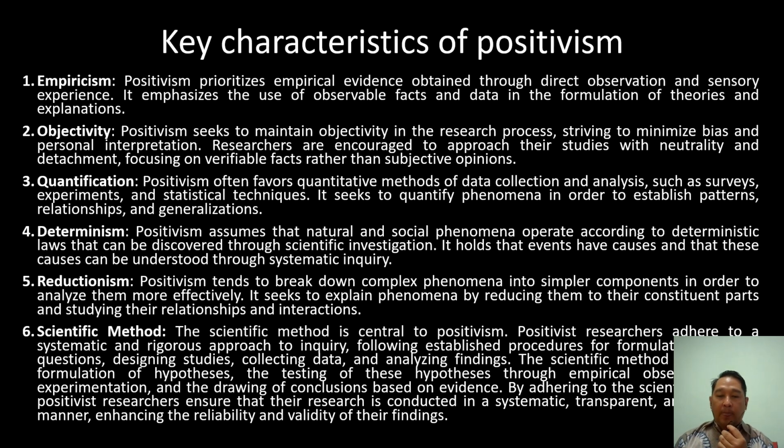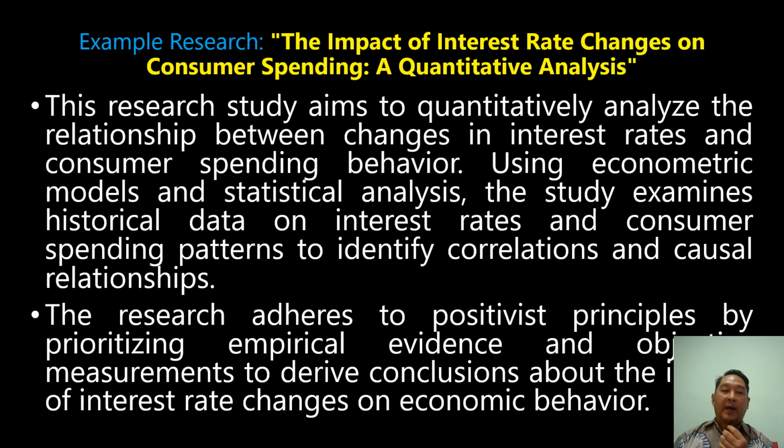The scientific method involves the formulation of hypotheses, the testing of these hypotheses through empirical observation and experimentation, and the drawing of conclusions based on evidence. By adhering to the scientific method, positivist researchers ensure that their research is conducted in a systematic, transparent, and replicable manner, enhancing the reliability and validity of their findings.